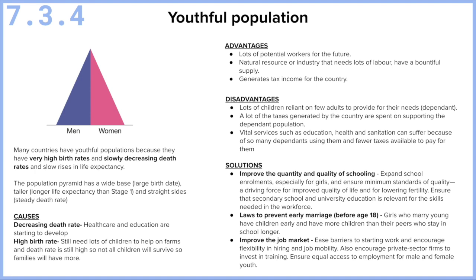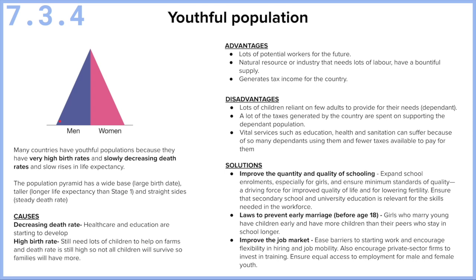You can see the youthful population's population pyramid has very angled sides, representing that there is an increase in death as we go further up the population pyramid. It's very peaked, which means that there's not many people at the top of the pyramid, but it's got a very wide base representing lots of people being born.